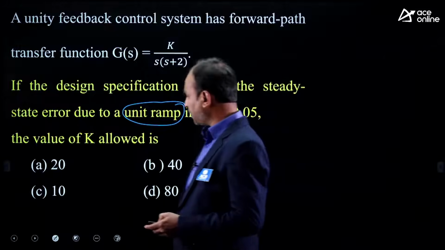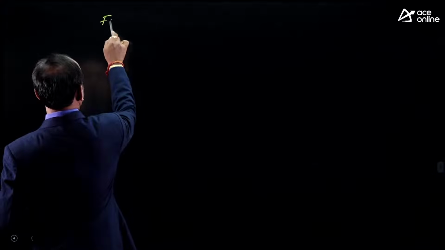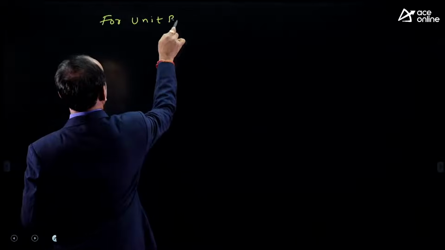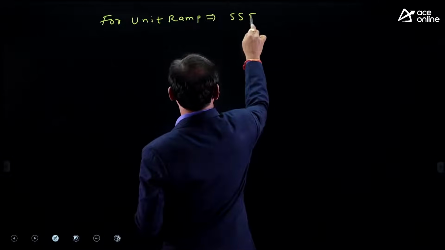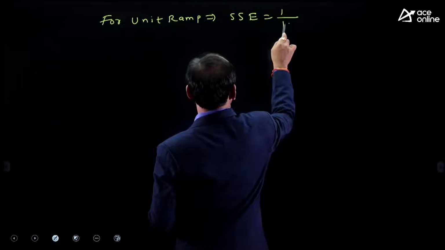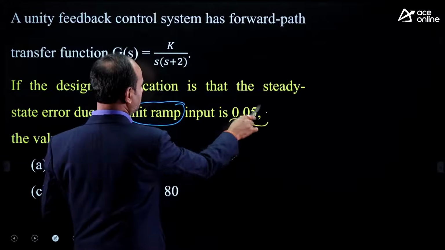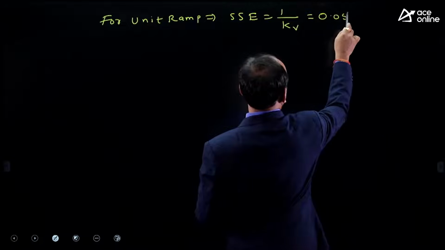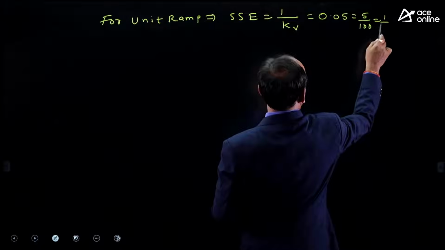First of all, for ramp input, unit ramp input, what is the steady state error equal to? It is 1 upon Kv, the velocity constant. What is given? 0.05 is given, dear. 0.05 means 5 by 100, that is 1 by 20.